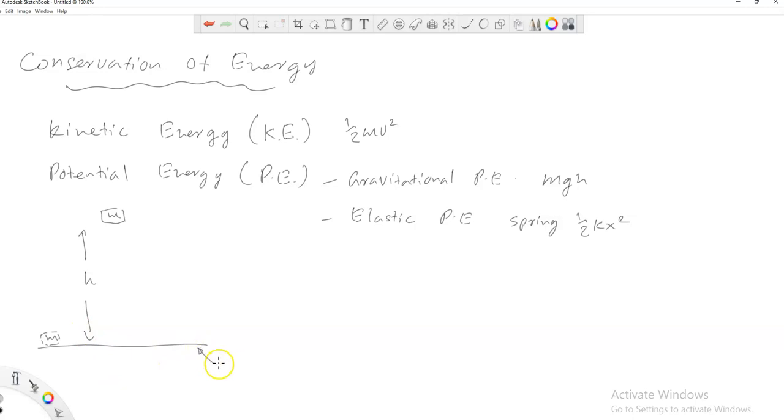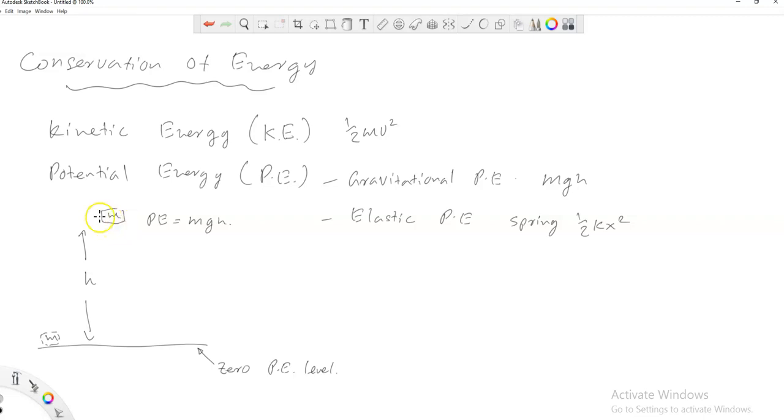And if we take this as the zero potential energy level, now when you do the math, it's a good idea to mark where the zero potential energy level is, so that we know what our reference point of measuring height is. So you raise it to a height h. Now the potential energy up here, at this point, is equal to mgh. There is no kinetic energy. If the object is not moving, it doesn't have any kinetic energy.